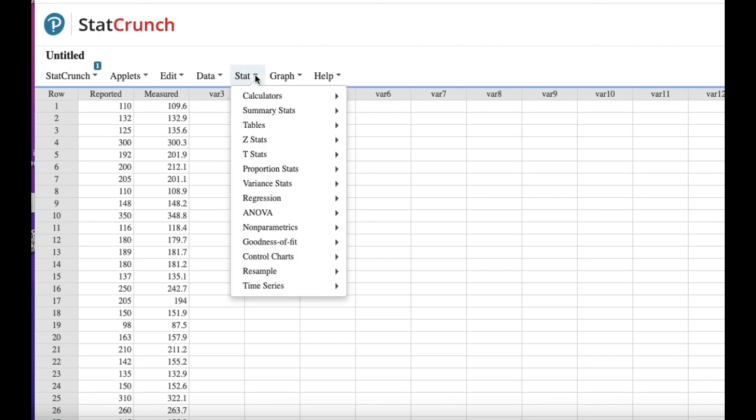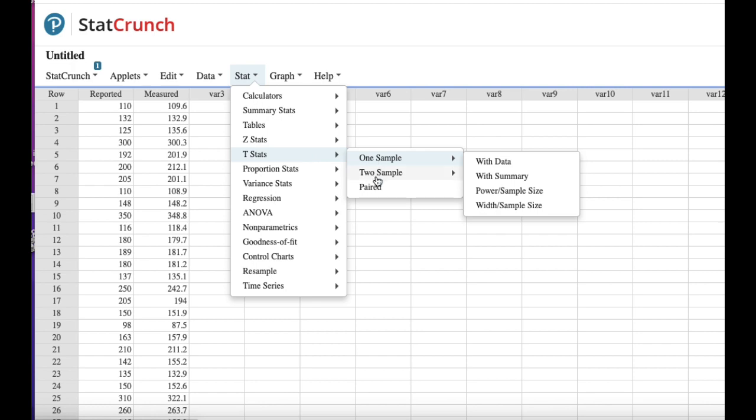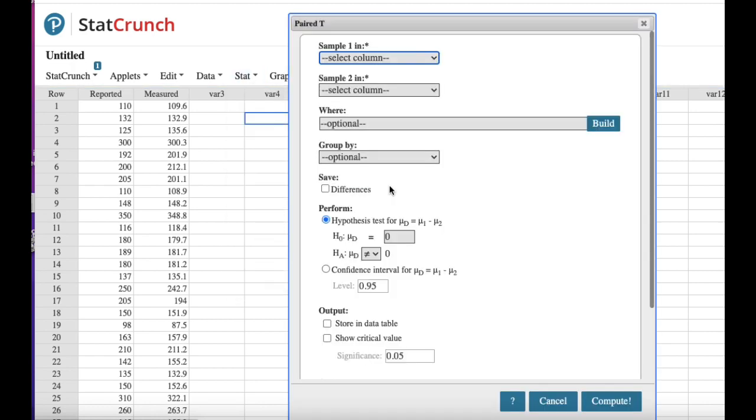So the correct command is Stat, T Stats, and then we're going to go all the way down to Paired. Sample 1, remember, D was equal to reported minus measured, so I'm going to be using reported for sample 1. For sample 2, we're going to be using measured. And if reported minus measured is my difference, remember that my alternative hypothesis will be less than. And I just click compute.